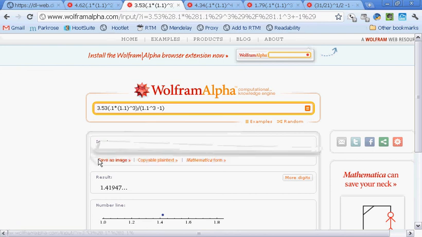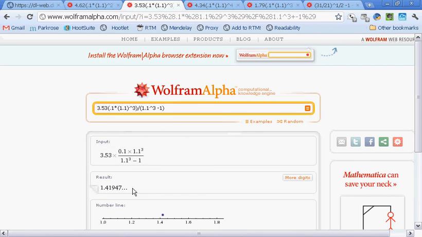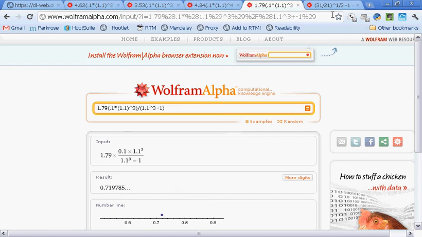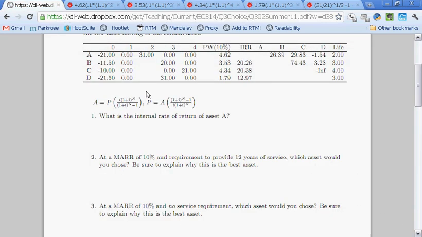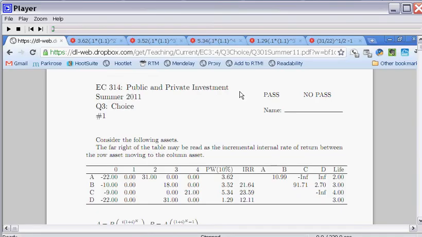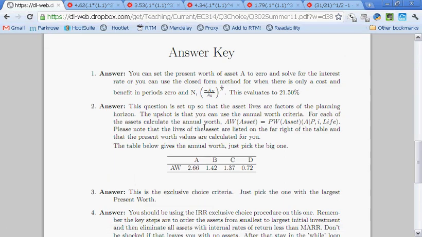It happens sometimes. The final question, which is at a minimum acceptable rate of return of 20%, no service requirement: which asset would you choose? This is an exclusive choice, but because that minimum acceptable rate of return changed, you have to go ahead and use a different procedure. You can't use the present worth over again because there's no adjustment you can make. So let's go back up to the top, and the rule is that you eliminate all assets with internal rates of return less than the minimum acceptable.